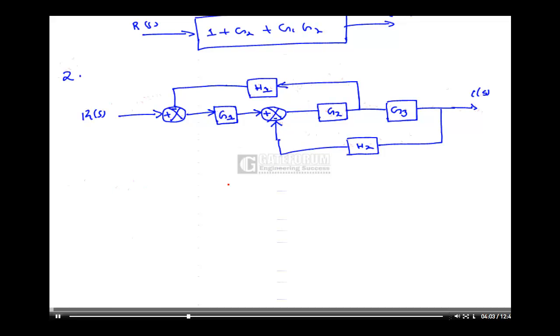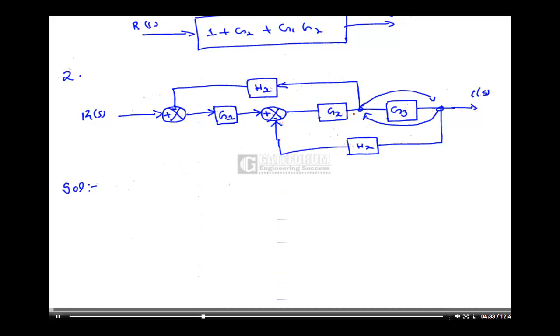Find the overall or a single block representing the full block diagram. Okay, so looking at the question, I have two takeoff points. One is from here and one is from here. Either I can take this takeoff point to this place or I can take this takeoff point to this place. Okay, we can do any of the thing. It's our choice. So let's try by taking this takeoff point to this place.